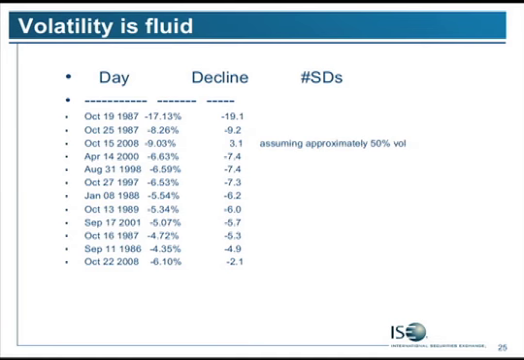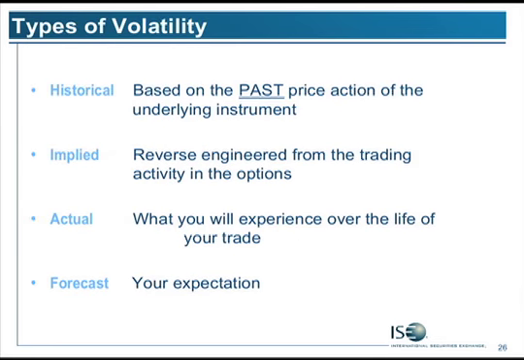Types of volatility, well, we have the historical volatility, which is what's happened in the past, and I'll show you some charts on that. The implied is what the market's expecting in the future. The actual, of course, we don't know what that's going to be. But we're hoping that we're going to be on the right side of this.